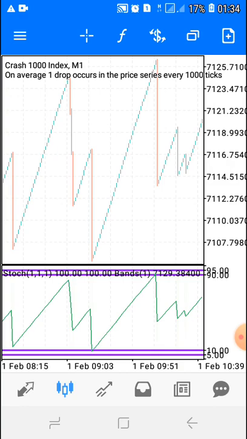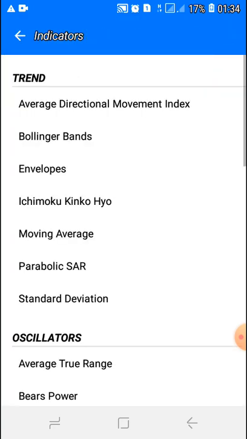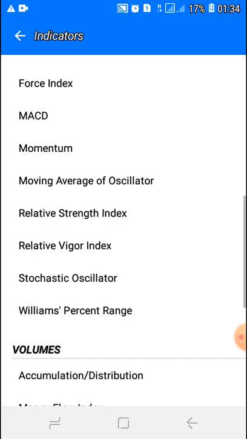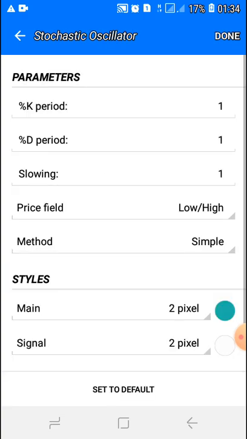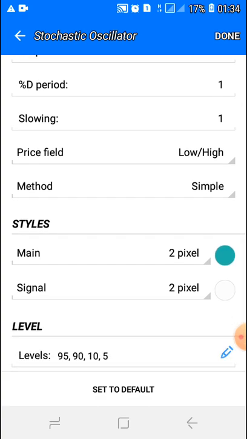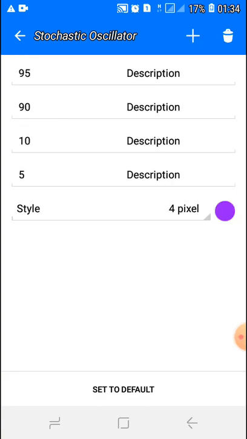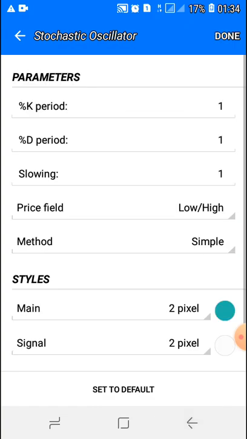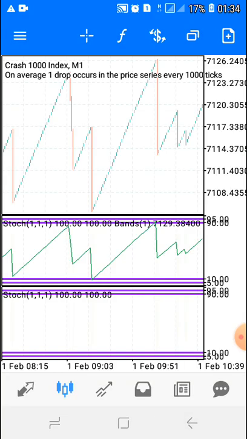The next indicator that we are going to use is a stochastic again, right? So check this out. The parameters should be like this. I'm just going to repeat it one more time. K period 1, D period 1, slowing 1, price field low or high, method simple, main 2 pixel green, signal 2 pixel white, levels 95, 90, 10, and 5. Click that. Right, so this is how it's going to look.